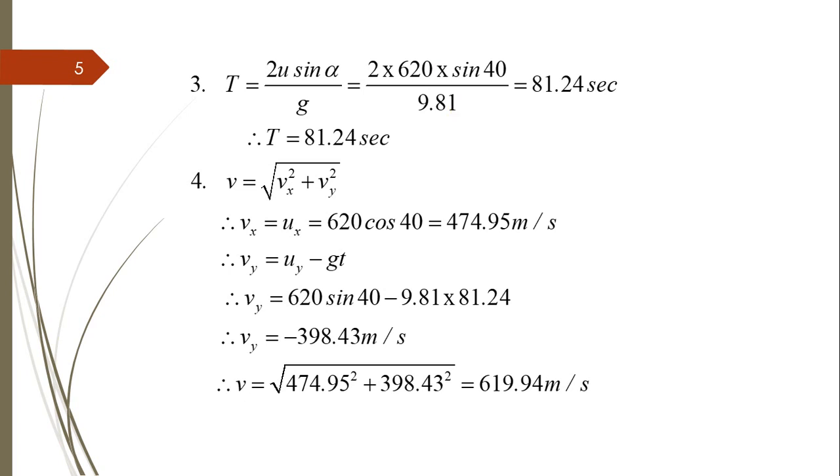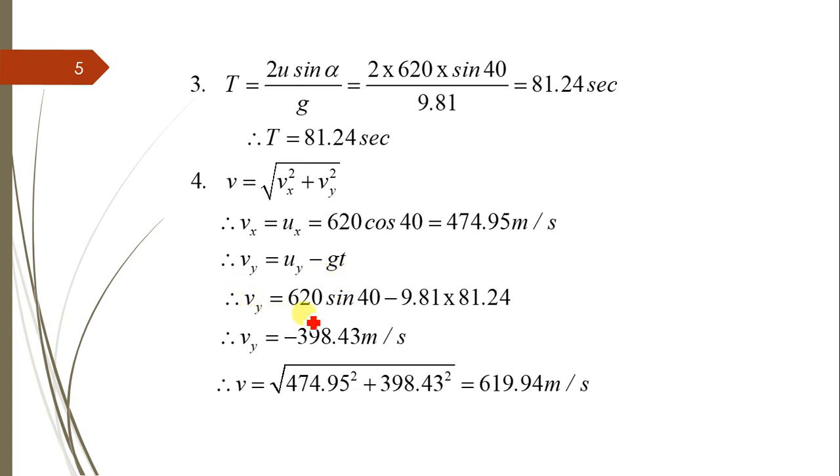So the total time required for the object from point of projection up to point of landing is equal to 81.24 seconds. Then the last, the velocity of the object when it reaches the point of landing. As it is traveling along a curved path, therefore using curvilinear or xy coordinate system, v is equal to under root of vx square plus vy square, where vx is equal to ux, 620 cos of 40, and vy can be obtained by using the kinematic equations in the vertical motion, that is vy equals to uy minus gt, where g is the acceleration due to gravity.